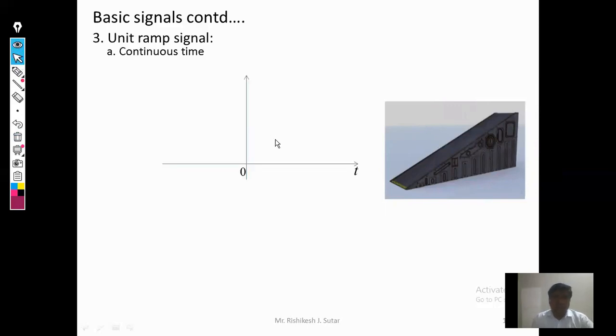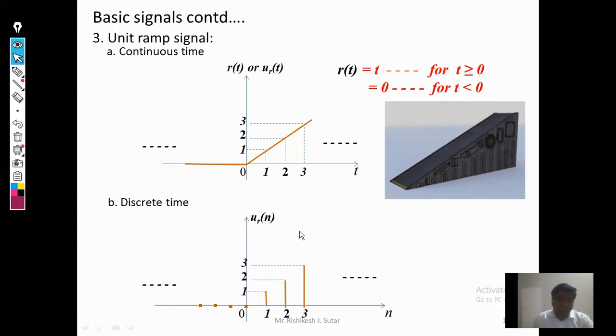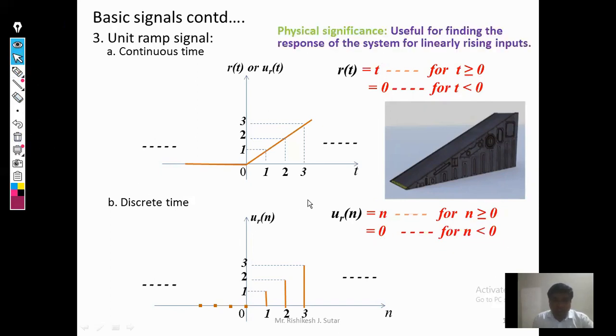Fine. So let us see now its continuous time version. Its expression we can write as R of t is equal to t for t greater than 0, and it is equal to 0 for t less than 0. This is the expression for the unit ramp signal. Its discrete time version is indicated by UR of n, and UR of n is equal to n for n greater than or equal to 0, and it is equal to 0 for n less than 0.